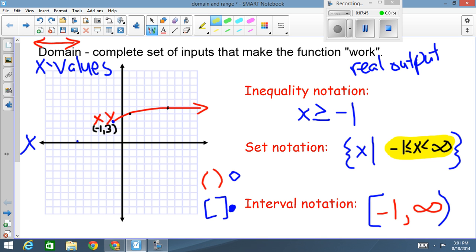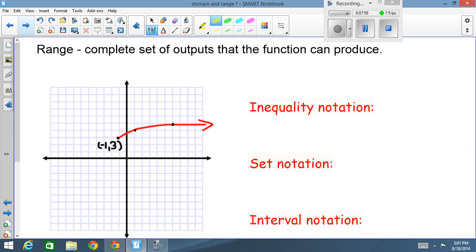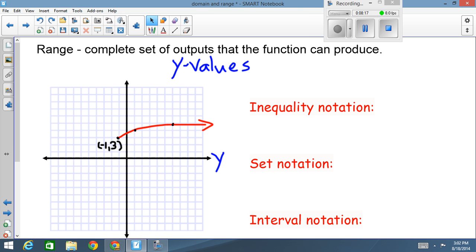Okay, let's look at the same graph, the same function, but instead we're going to talk about the range. So what about the range of this? Well, the range is the complete set of outputs that the function can produce. So the set of outputs. Outputs are also considered to be your y values. Okay, here's my y-axis. That's not my y-axis. Let's move that. Here's my y-axis.